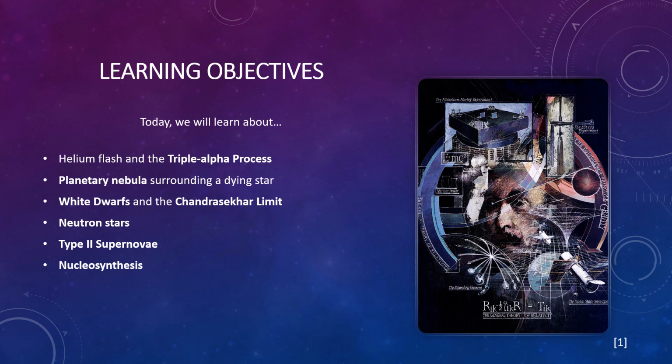We will talk about neutron stars, which I'm a huge fan of because I did my master's thesis on neutron stars. Go neutron stars. And then we also will talk about type 2 supernovae. And lastly, nucleosynthesis. How did all of the elements in the universe get forged? And how are they present in the numbers that we see today?